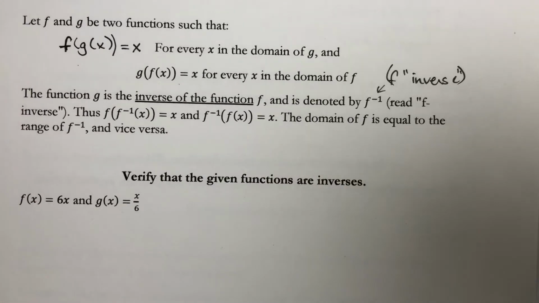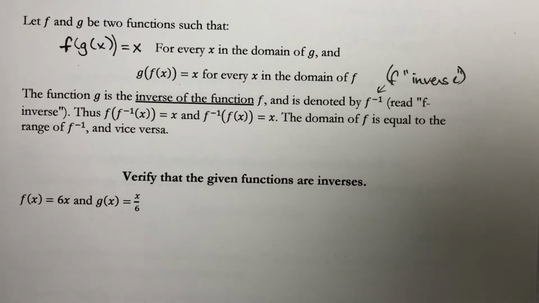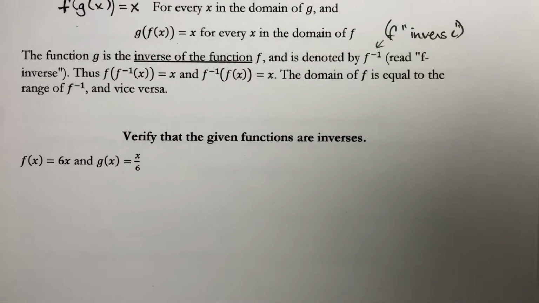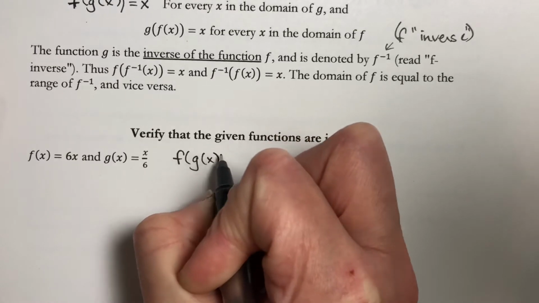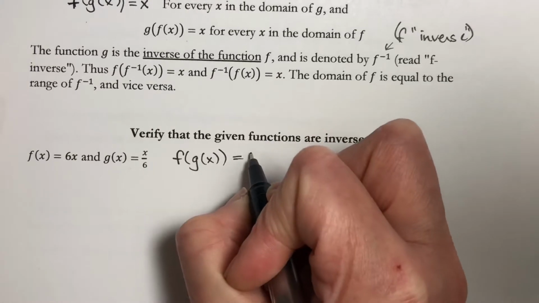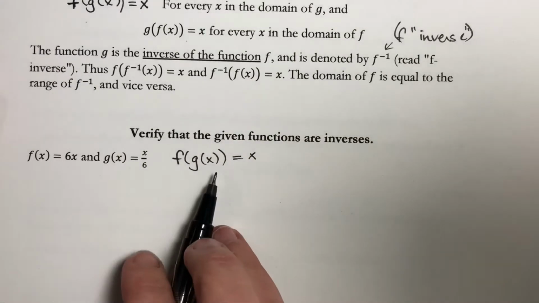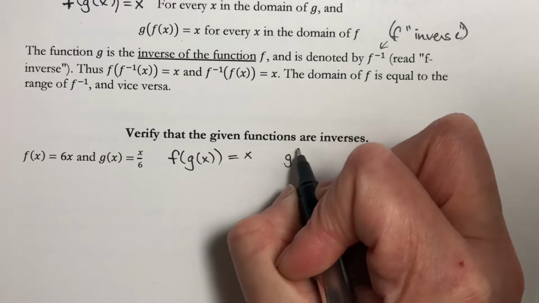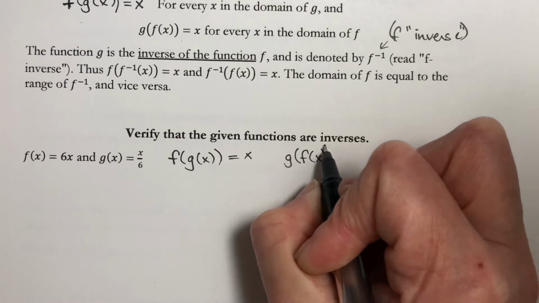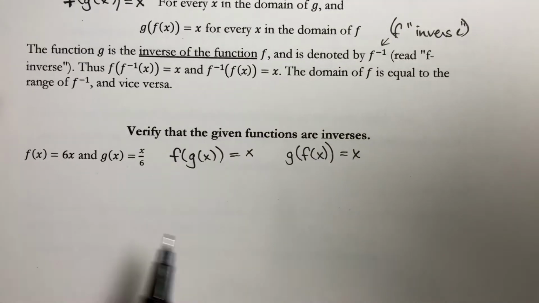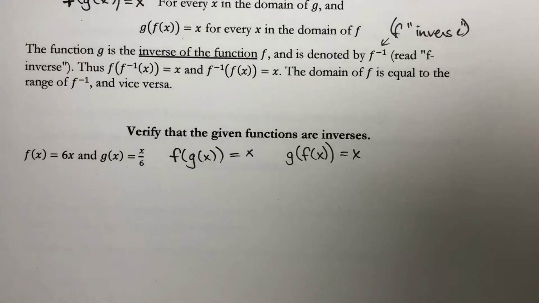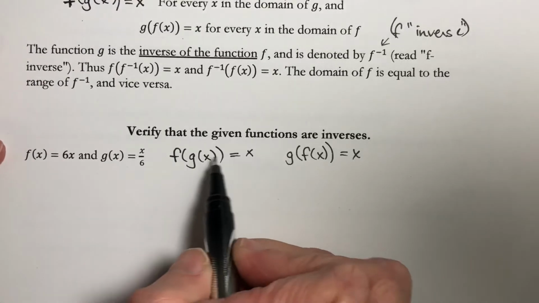First couple of problems, they want us to verify that the two functions they give us are inverses. So that means we need to do two things. The first thing is to find f of g of x, and we hope that when we do that, we get x. And then if that works, we have to do the other way, g of f of x, and we should get x. If we get x going in both directions, then they are inverses. If we don't get x going both directions, then they're not inverses. Okay? So let's try this one first.